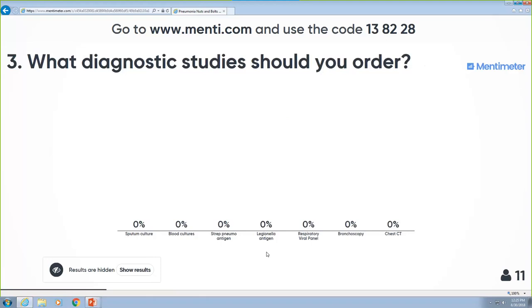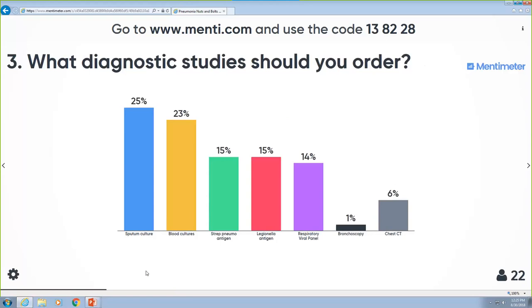All right, 10 seconds. Okay, lots of votes for sputum culture, some for blood cultures. I agree with no bronchoscopy at this point. Maybe it's a little early. I think all of these other things are on the table.